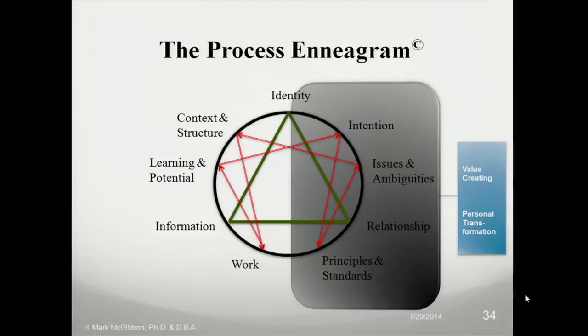He took a look at how we create value for ourselves, and it's a personal transformation. If you split that down the middle, he had to have some great thought to come up with this model. What's our intention? What are our issues of ambiguity? These all link to individual things. What are our relationships? What are the principles and standards? And then if you go on the other side, it's more organizational, and that's the value that comes out of that. And that makes sense, too.